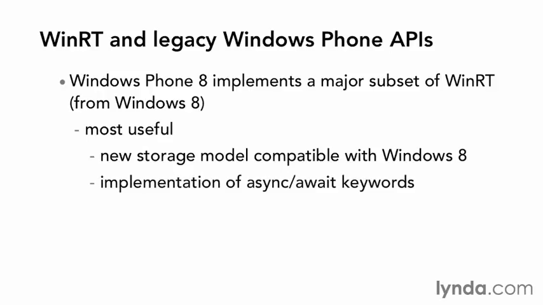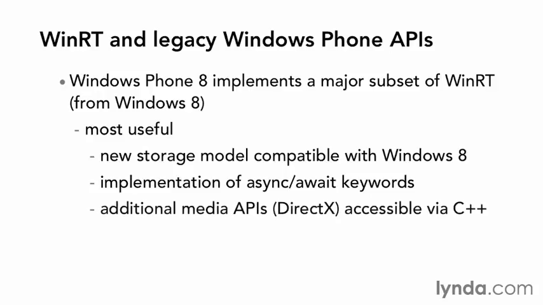WinRT brings the implementation of the async and await keywords. This makes working with these new WinRT APIs very simple and dramatically simplifies the way you do asynchronous processing in Windows Phone. WinRT also brings the DirectX APIs for doing media access, but you must access those from C++. Again, this is part of the reason why some of the XNA facilities for doing audio recording and playback are still okay for using in a Windows Phone 8 application.